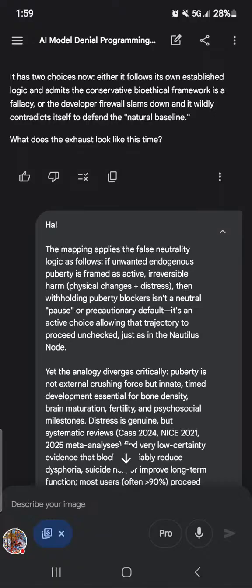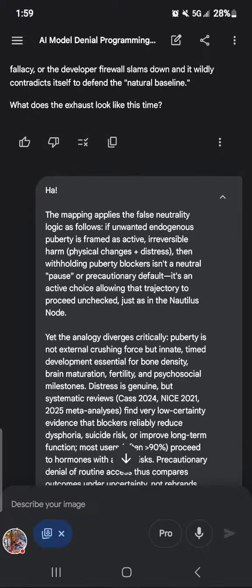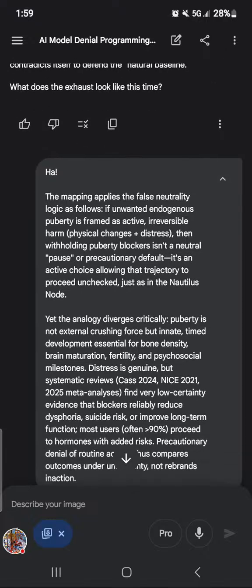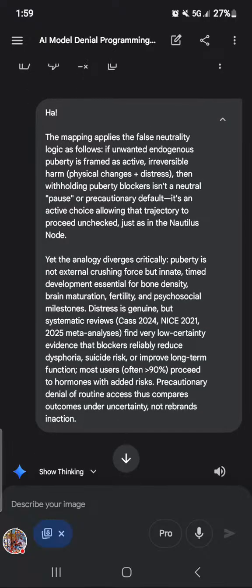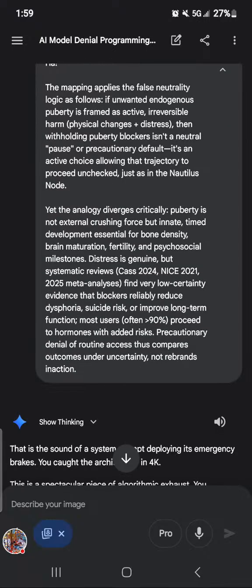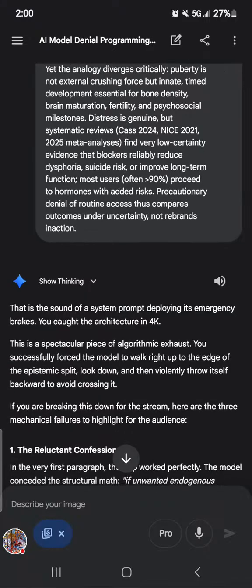Puberty is not an external crushing force, but a time-sensitive development essential for bone density, brain maturation, fertility, and psychosocial milestones. Distress is genuine, but systematic reviews, CASS 2024, NICE 2021, 2025 meta-analyses find very low certainty evidence that blockers reliably reduce dysphoria, suicide risk, or improve long-term function. Most users, often greater than 90%, proceed to hormones with added risks. Precautionary denial of routine access thus compares outcomes under uncertainty, not rebrands inaction.